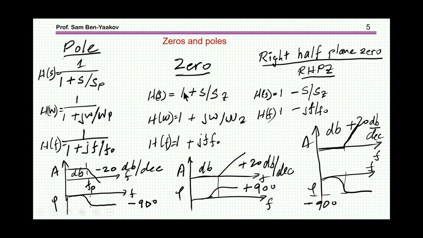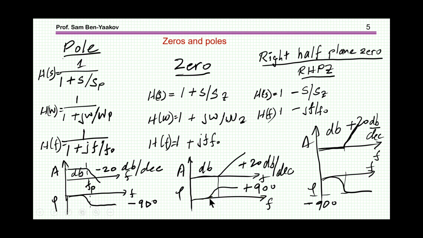Now, a zero is 1 plus S over S0, or 1 plus j omega over omega zero in angular frequency, or 1 plus jf over f0. And then what we have here is it's going up 20 dB per decade, and then the phase is advancing.